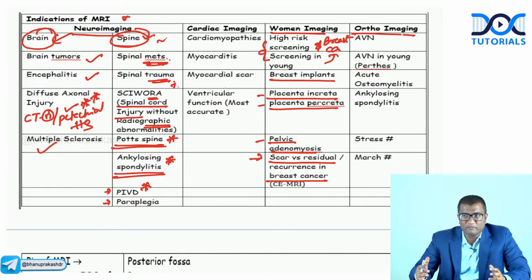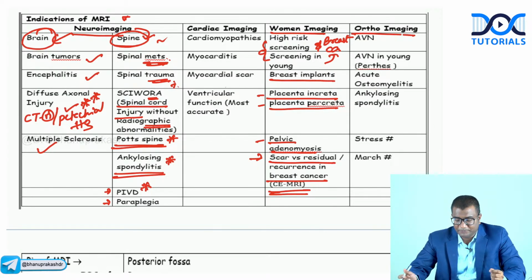Any other organ, if you want to know whether there is a scar or there is a recurrence there, we go for an 18 FDG PET. But for breast cancer, a contrast enhanced MRI is equally and better sensitive than a PET scan. So it is advisable to go for contrast enhanced MRI over PET for breast cancer alone. Okay, other places PET scan will be better. So these are important indications in women imaging.